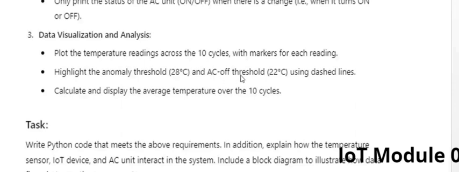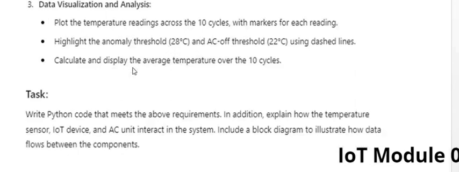When AC is off, when AC is on, and also the 22 degrees threshold when AC is turned off. And then finally, we calculate the average temperature over 10 cycles. Okay, so we are required to write Python code that meets the above requirements. In addition, we need to explain how the temperature sensor, IoT device, and AC unit interact in the system.